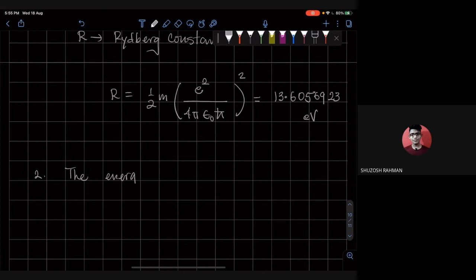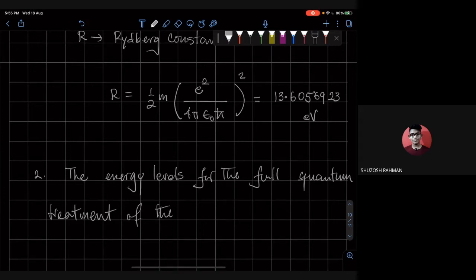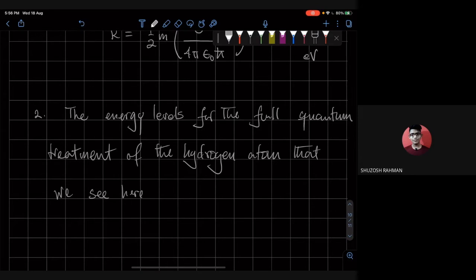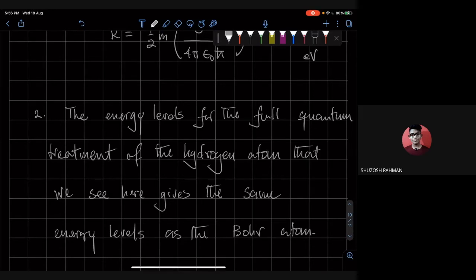the energy levels for the full quantum treatment of the hydrogen atom that we see here give the same energy levels as the Bohr atom, which is remarkable because Bohr did not know. When Bohr derived his atom, no one knew about the Schrödinger equation or anything like that. They just had a bunch of rules of thumb, and Bohr just used those rules of thumb.